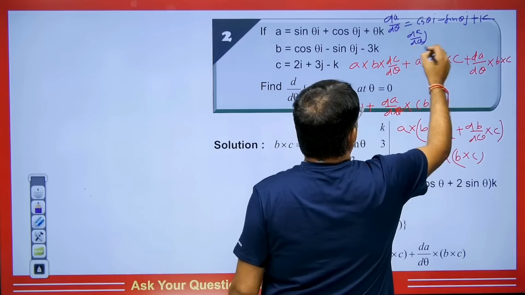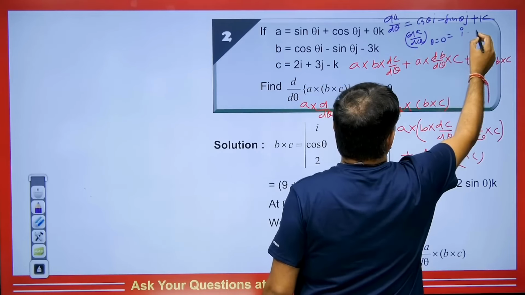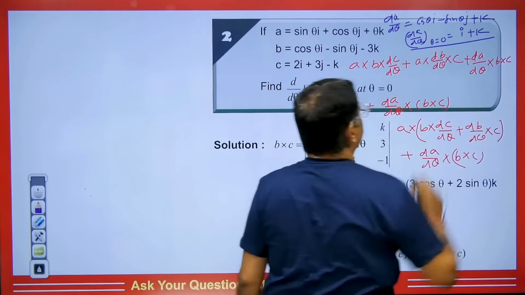dA by d theta at theta equal to 0. So we will get this as cos 0 is 1. Sine 0 will be 0. So we will get its value from here.